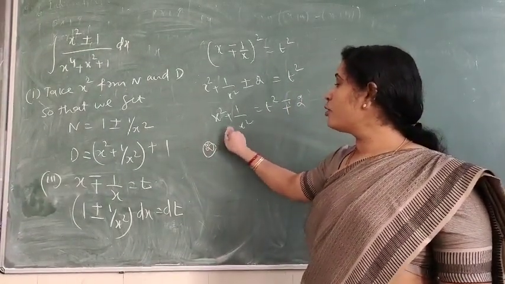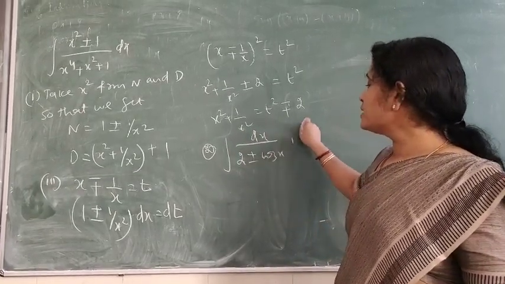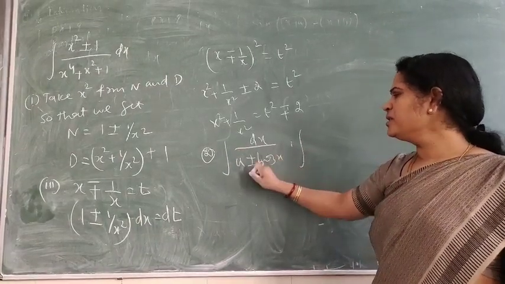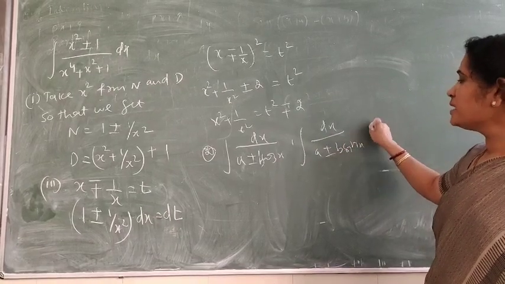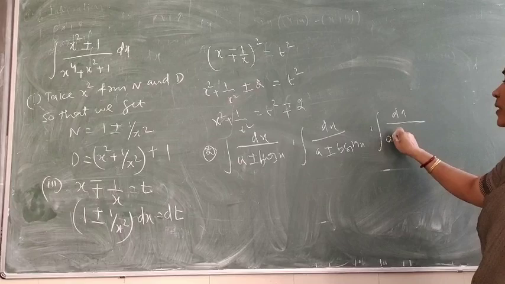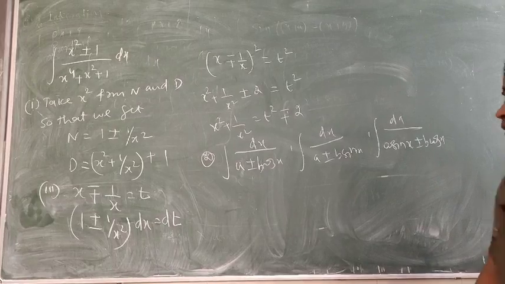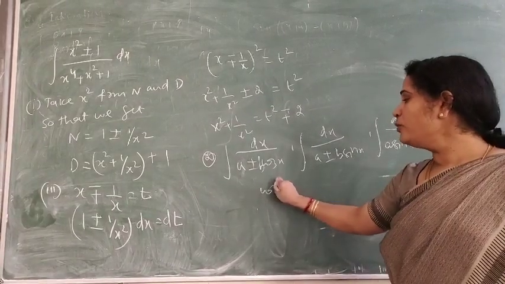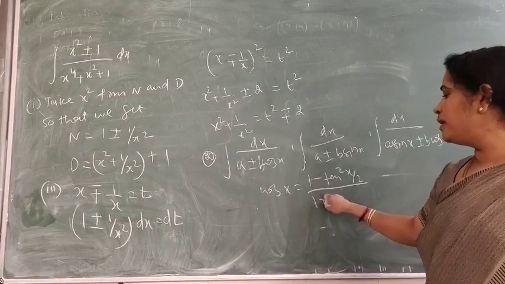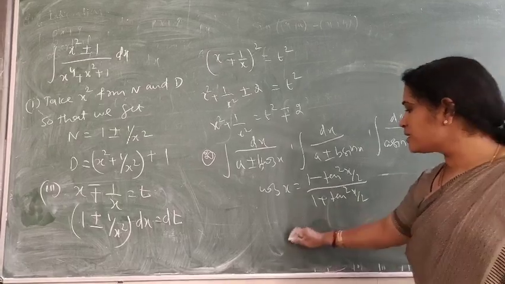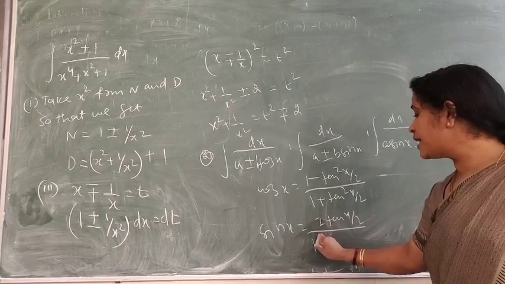Now number 2, another format I already told you: integral dx upon a plus or minus cos x, or otherwise integral dx upon a plus or minus b sin x, or otherwise integral dx upon a sin x plus or minus b cos x. Then you have to do one thing. We have only one method. You have to replace cos x in terms of tan: cos x is 1 minus tan² x/2, the whole upon 1 plus tan² x/2. Otherwise, sin x is equal to 2 tan x/2, the whole upon 1 plus tan² x/2.